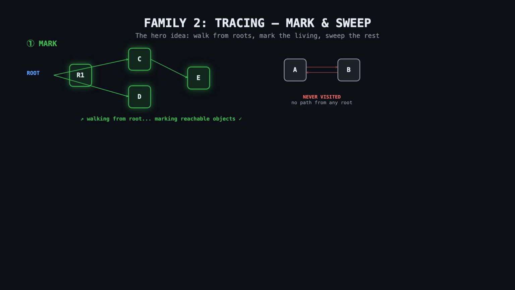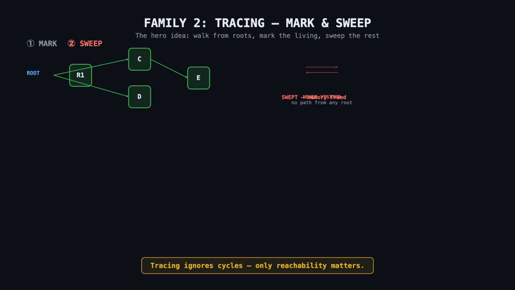Notice what this does to the cycle problem. Our A and B cycle, with no path from any root, simply never gets marked. The mark phase never visits it. So the sweep phase reclaims both. Tracing collectors don't care about cycles at all. They only care about reachability. One practical note: walking the graph recursively would blow the stack on a deep object graph. So real collectors use an explicit work list instead of recursion.